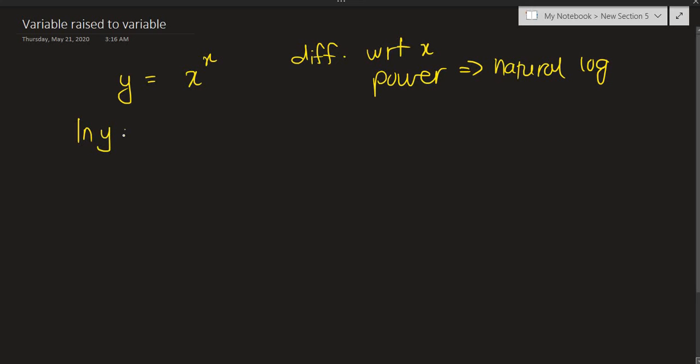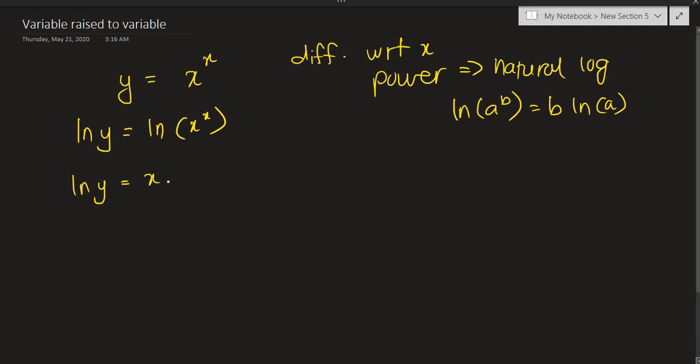When you do that, you have the natural log of y being equal to the natural log of x to the power x. One of the properties of logarithms in general, and this can have any base, natural log has a base e, is that if you have a natural log of a to the bth power, you can write this as b times the natural log of a. So you can multiply the natural log of the base with the power. That's what we are going to do. We have natural log of y is equal to x, because that's the power, times the natural log of x.